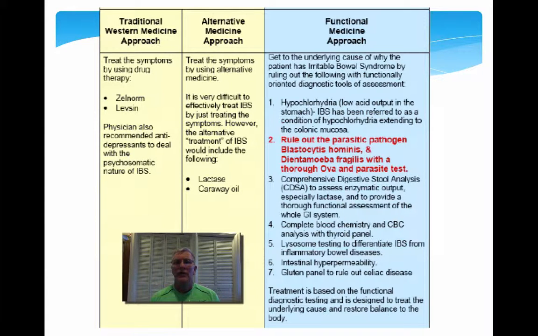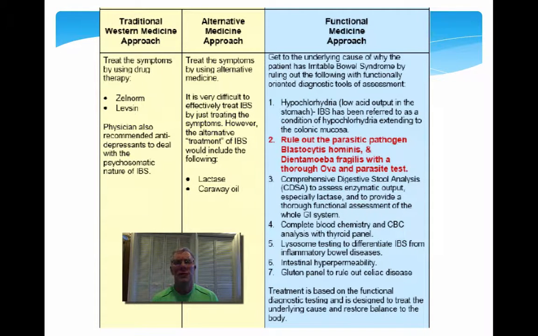We'll look at the possibility of parasitic pathogens through ova and parasite tests in the stool. We'll also do comprehensive digestive stool analysis to look at enzymatic output from the pancreas and the small intestines, particularly looking at lactase, which is an enzyme that breaks down the sugar lactose in milk. This gives us a functional assessment of the whole GI system.